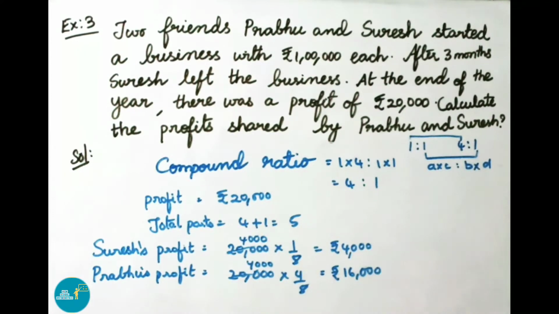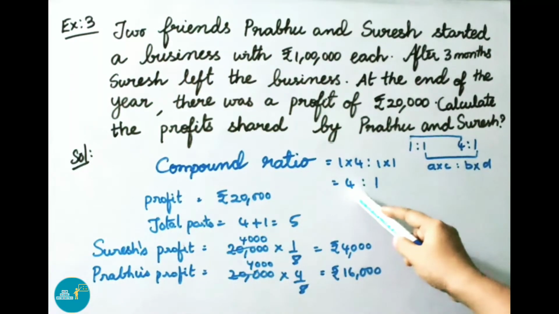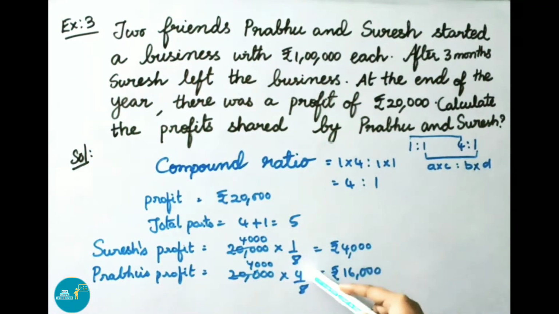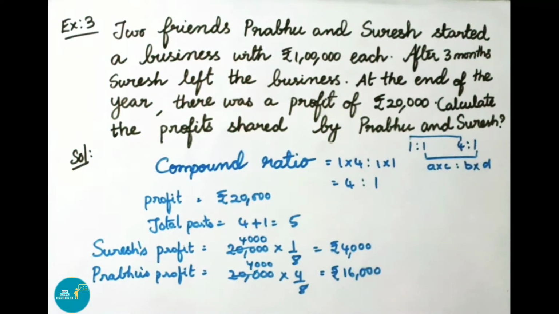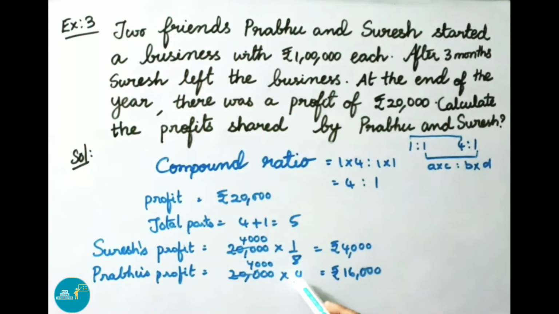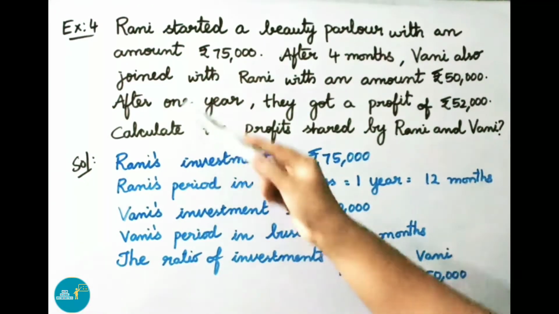Next Prabhu's profit. For Prabhu, first one, 4 parts. Out of 5, 4 parts. So 4 by 5 we have written. And total amount is 20,000 rupees. 5 fours are 4,000 times 20,000. Now multiply numerator 4,000 into 4. That is 16,000 rupees.